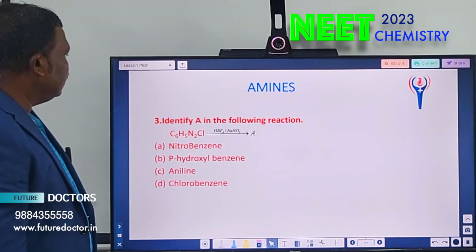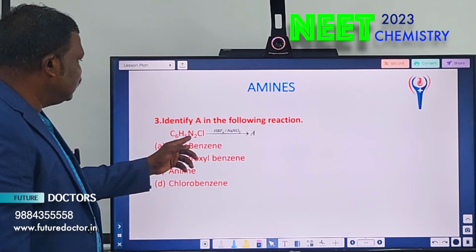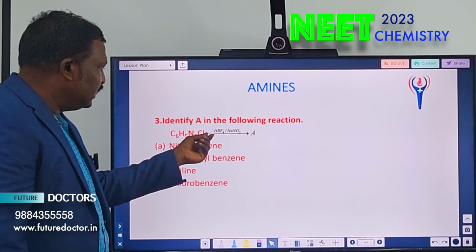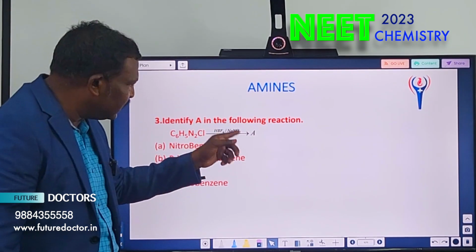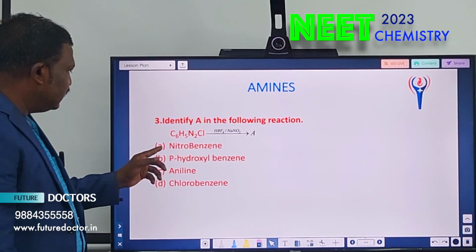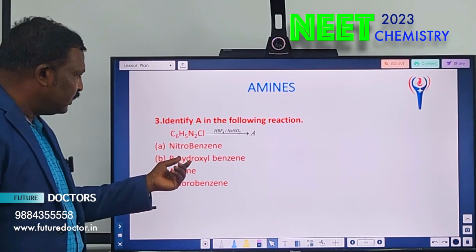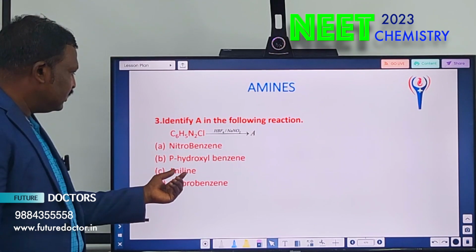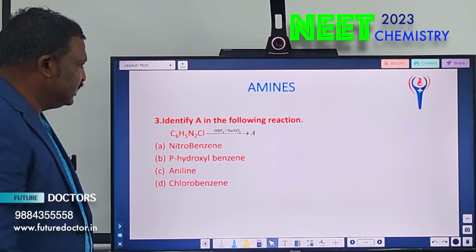Next one, identify A in the following reaction. C6H5N2Cl, when it reacts with hydrofluoroboric acid in the presence of sodium nitrite, gives A. So A only we have to find out. What is A? Option A, nitrobenzene. Option B, para-hydroxyl benzene. Option C, aniline. Option D, chlorobenzene. Next one.